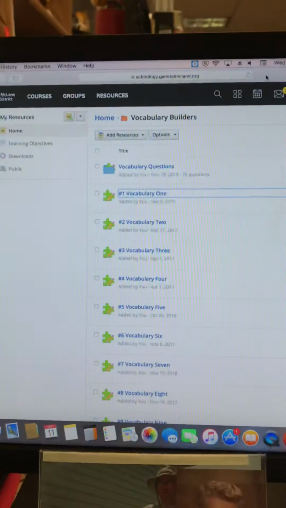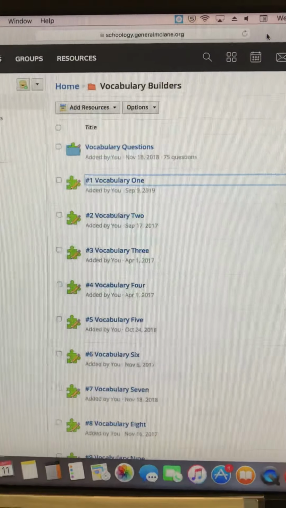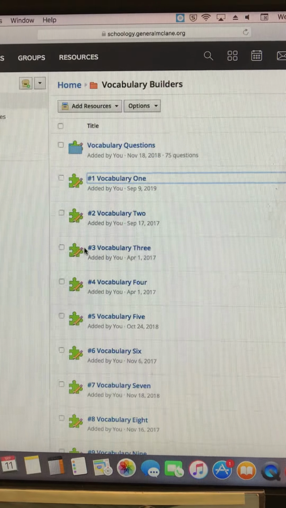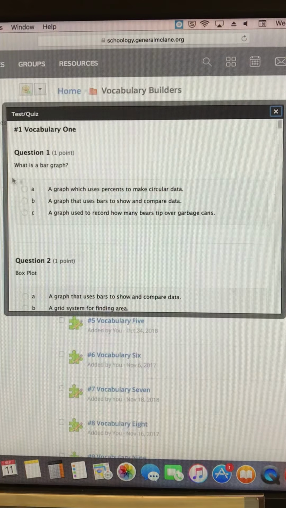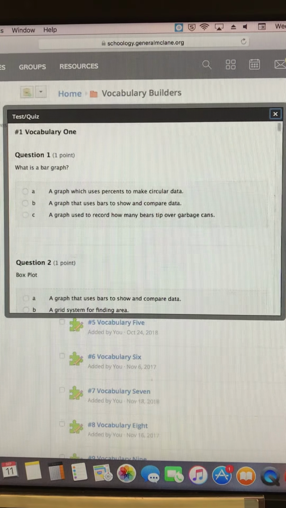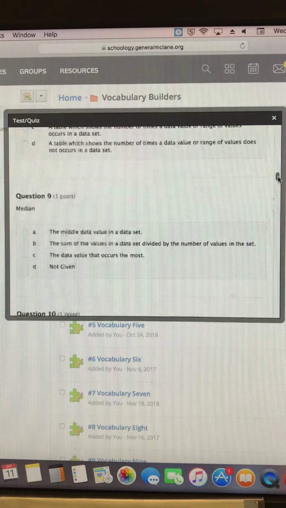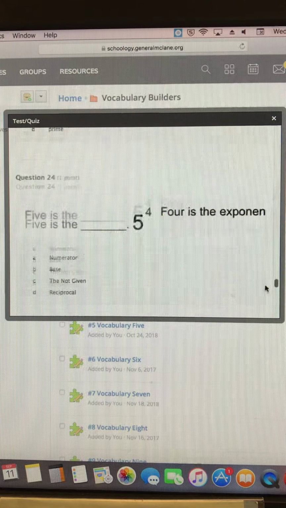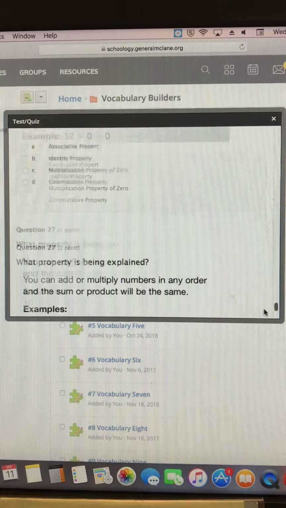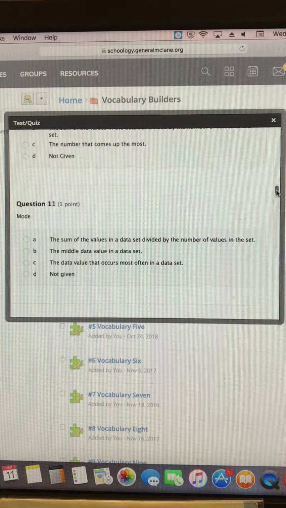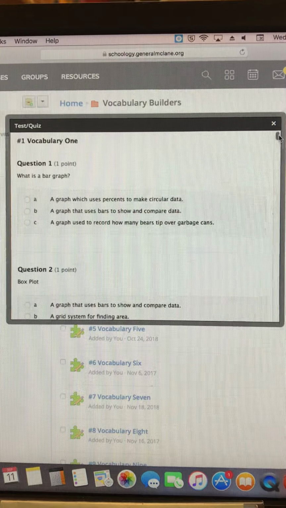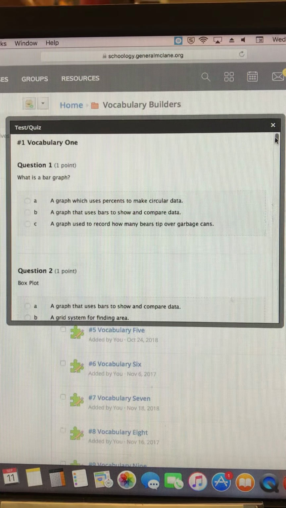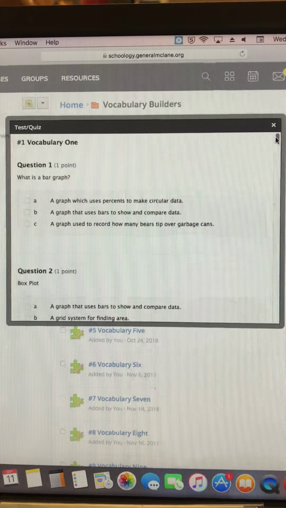Now, let me show you a couple things here. First of all, let's take a look at vocabulary 1. Here's vocabulary 1. You can see there were a total of 20 or so different vocabulary words. 23, 25, 27 on this one. So in vocabulary 1, we had 27 different words, which isn't a lot. But anyways, here's what we have to think about.